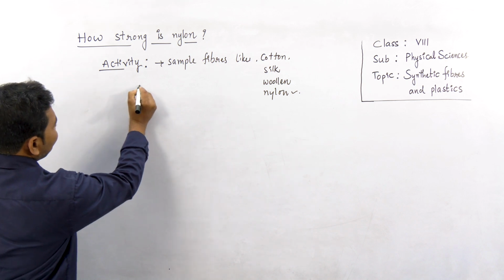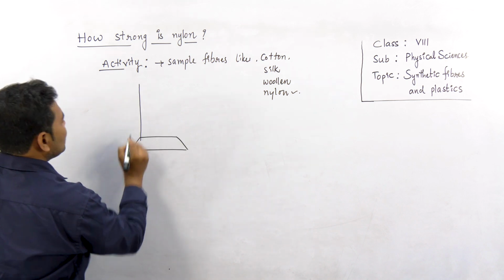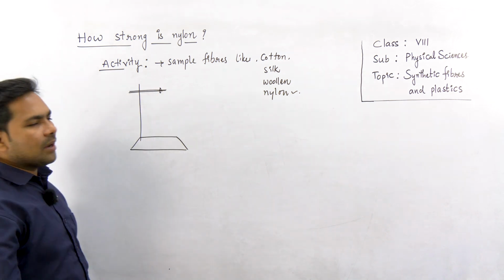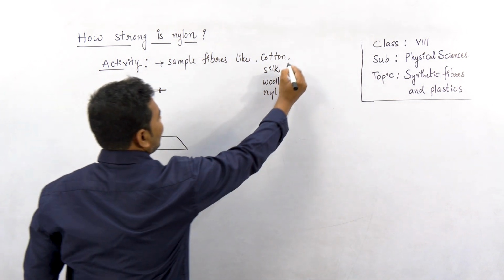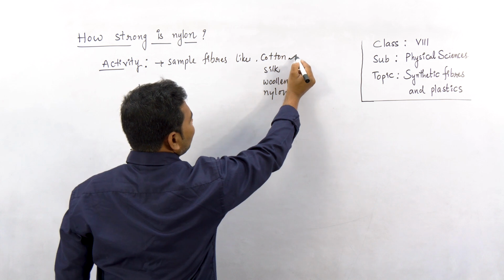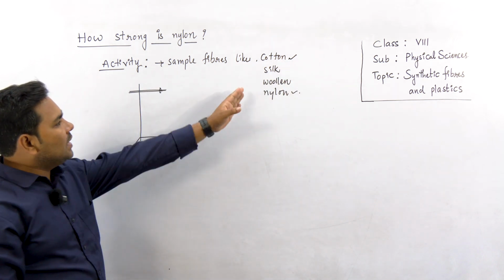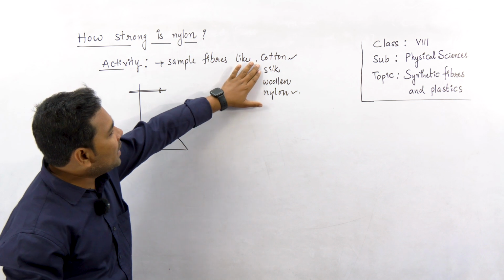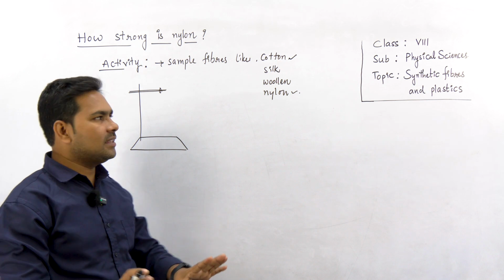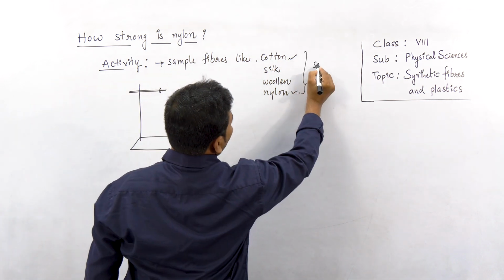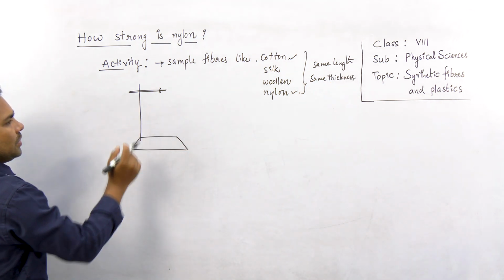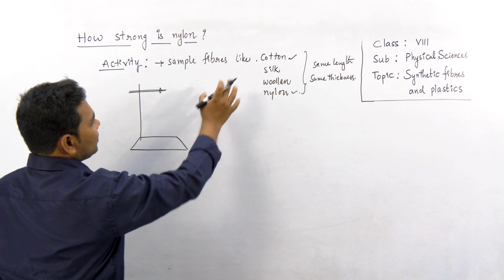In this activity, let us take a stand. This is a stand. To this stand there is a clamp. Now take the sample threads one by one. Let's take a cotton thread, right? And the condition is that whatever samples we use, cotton, silk, woolen, and nylon, make sure that all these fibers have the same thickness and same length. All these samples are of the same length and same thickness. These samples are now used one by one to identify the strength of these fibers.